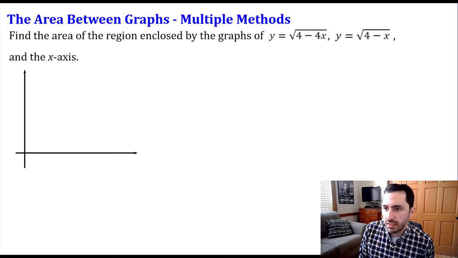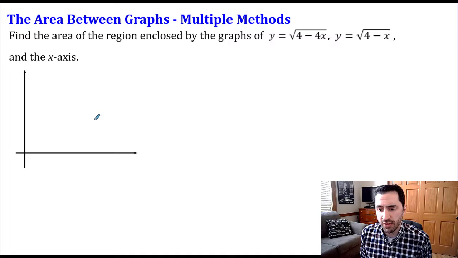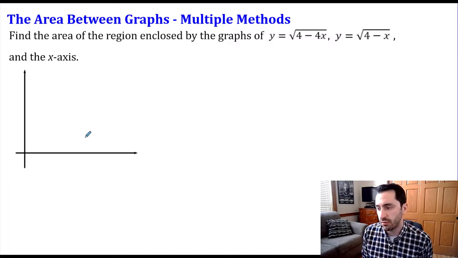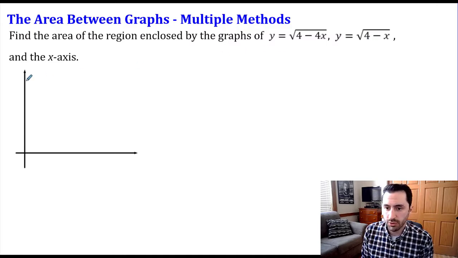So if we take a look at these, we can think about a couple points of intersection with the x and the y-axis to help give us a general idea of the shape. If I plug in 0 for both of these, so at x is equal to 0, the first one, we have 4 minus 0, so that's the square root of 4, which is 2. And for the second one, we have 4 minus 0, so the square root of 4, that is also 2. So for both of these, they're going to cross the y-axis at 2.